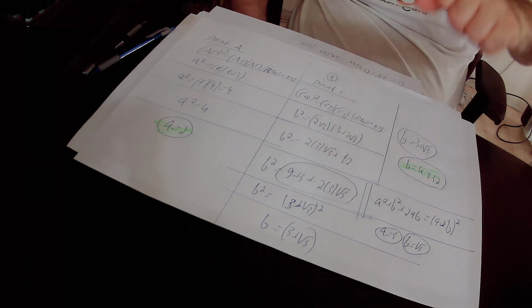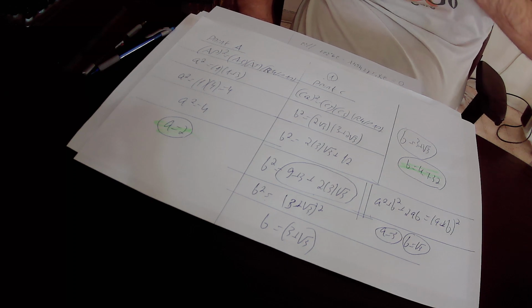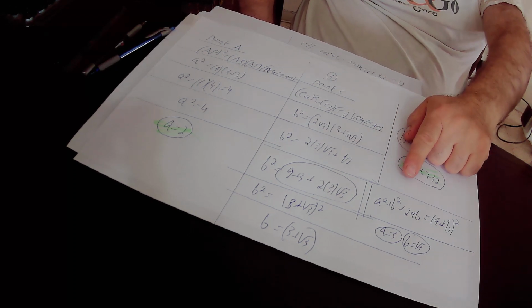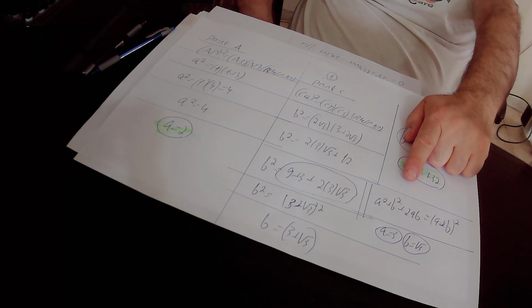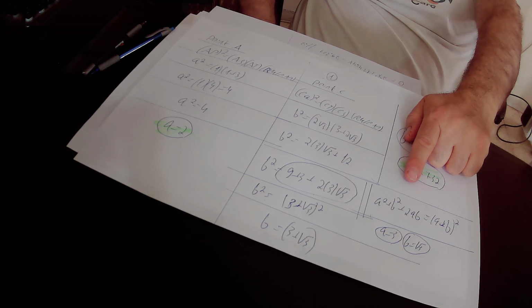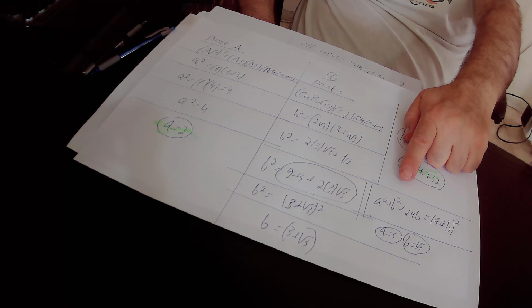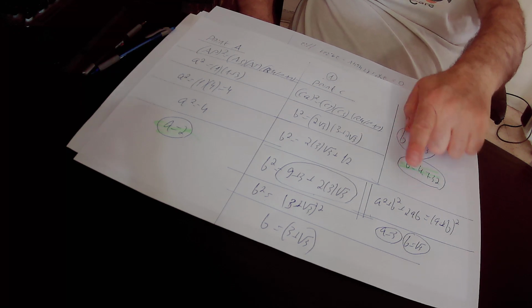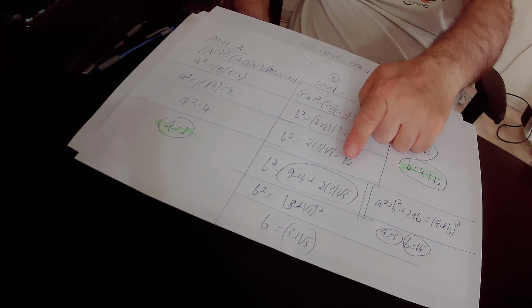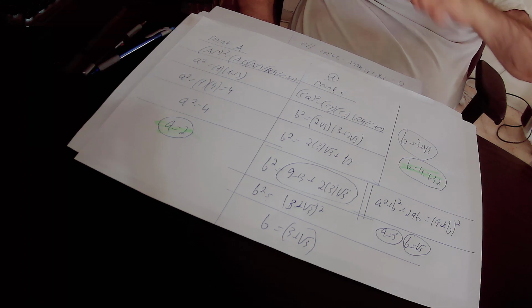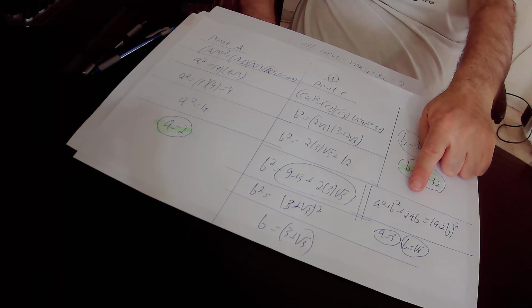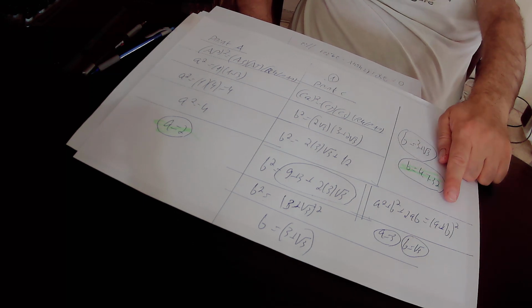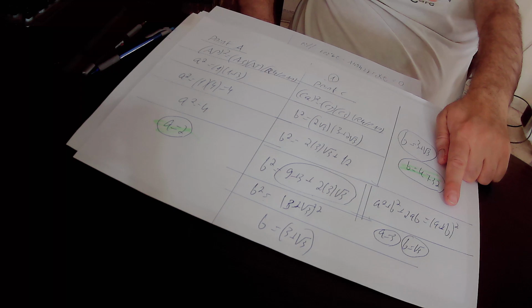This expression 9 plus 3 plus 2 times 3 times square root of 3 is equivalent to the expression A squared plus B squared plus 2 times AB. If we substitute A by 3 and B by square root of 3, we get that A squared plus B squared plus 2 times AB equals 9 plus 3 plus 2 times 3 times root of 3. But the expression A squared plus B squared plus 2 times AB is equal to (A plus B) squared.